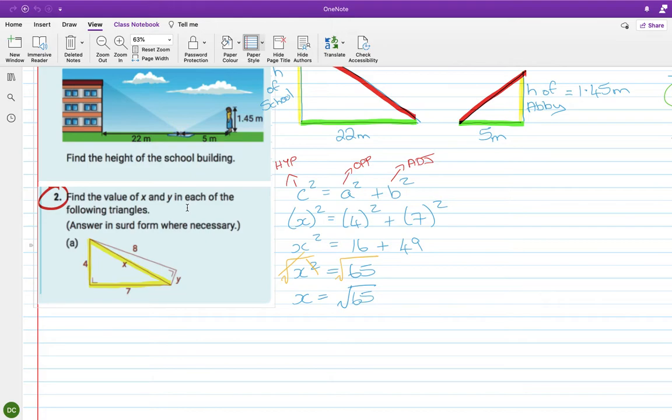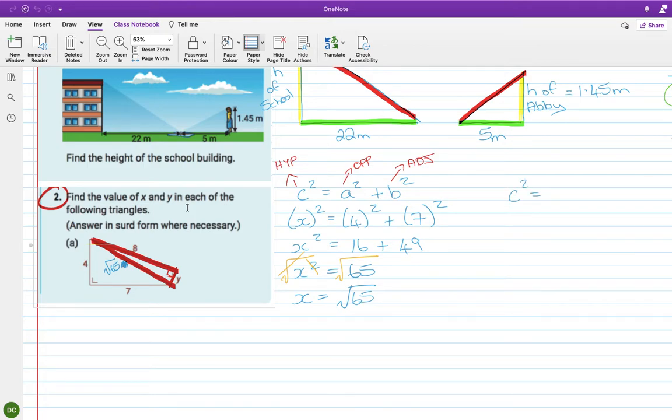Okay, so this is the square root of 65. Now if I concentrate on this triangle, the right angle is down here in the corner. I've just kind of gone over it, but it's down there in the corner. So that makes the square root of 65 the hypotenuse for the second triangle.